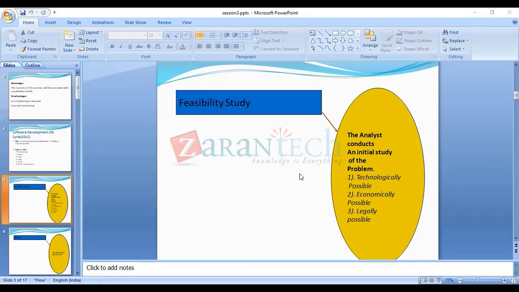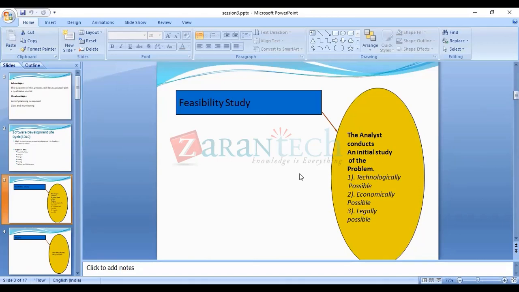So suppose you are my client, asking me to develop your project. You have given me 1,000 requirements. I cannot just process 1,000 requirements. I have to check for feasibility.